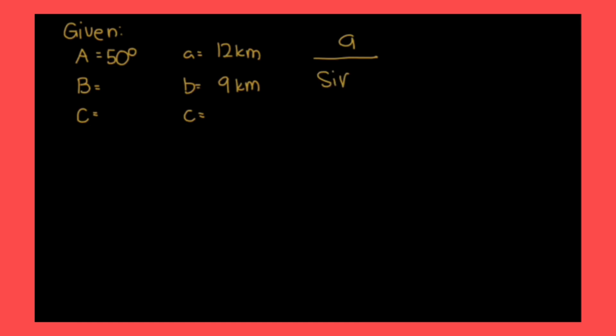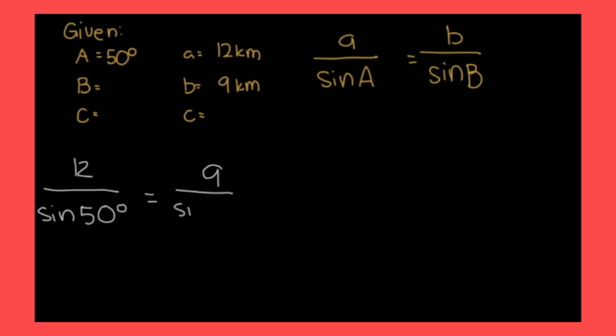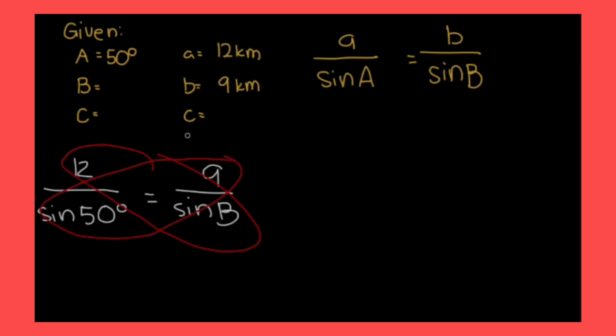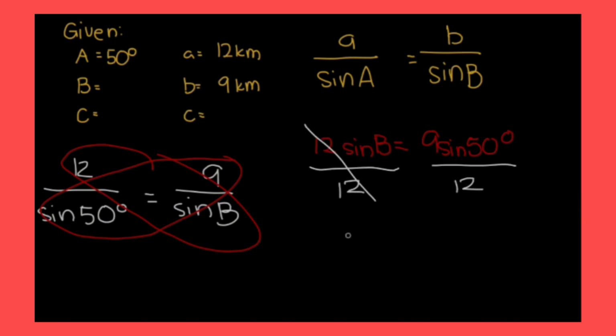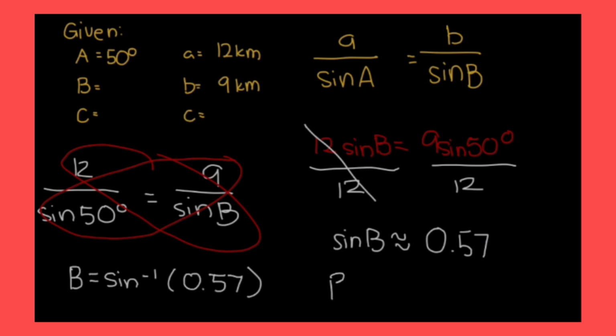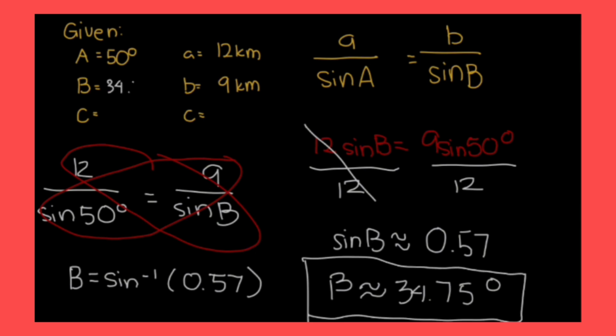First of all, we need to use the law of sines. A over sine A is equal to B over sine B. Then substitute the values. That gives us 12 over sine 50 is equal to 9 over sine B. Then cross multiply. 9 sine 50 is equal to 12 sine B. To cancel 12, we need to divide both sides by 12. And that gives us sine B is approximately 0.57. And then we need to apply inverse sine to 0.57. And that gives us angle B is approximately 34.75 degrees.